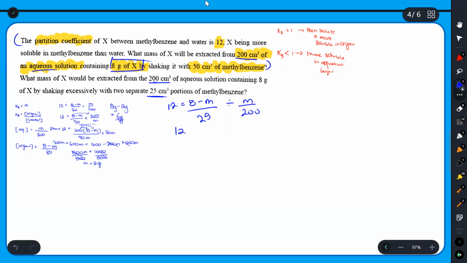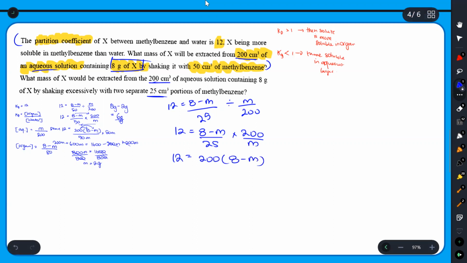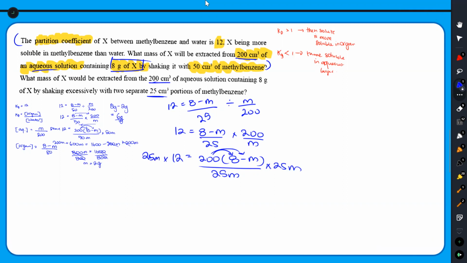So this would be 12 being equal to 8 minus m over 25 multiplied by 200 over m. And you'll do the same thing, condense these, or you could just divide 12 by 200 over m, but I won't do that. I really won't, because I don't want to mix up the calculation. So I'm taking the safer route, 200 times 8 minus m over 25m. And I'll distribute these and I'll multiply by 25m on both sides, right? So 25 times 12 is what we're dealing with now, which is 300, and we'll plop the m right in front, is equal to 200 times 8.